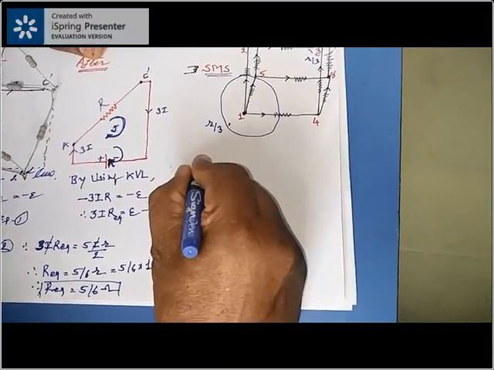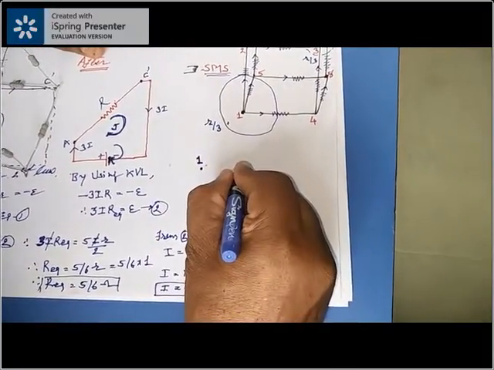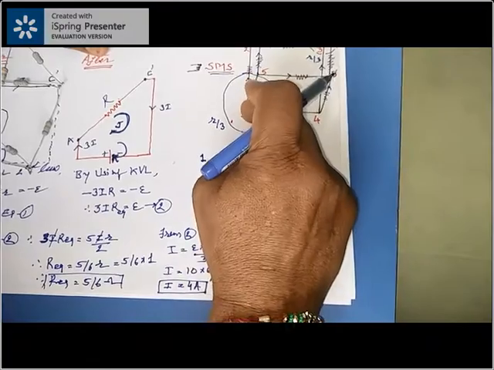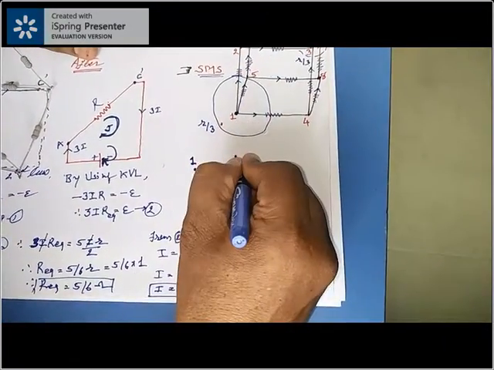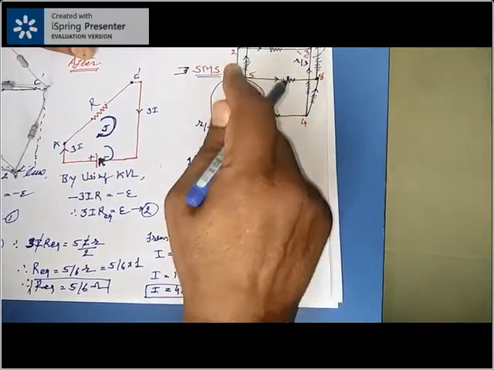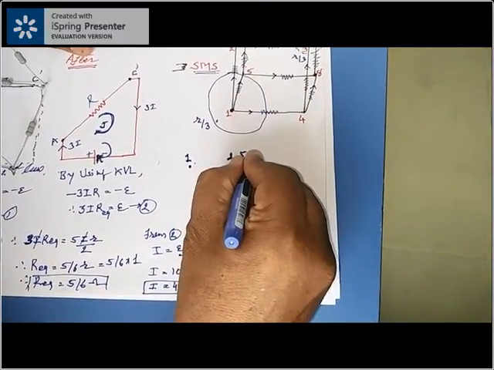Suppose the junction point 1 I will put in here. Again, junction point 1 is connected to 2, so I will write 2. 1 is connected to 5, I will write 5 here. Again, 1 is connected to 4, I will write 4 here.